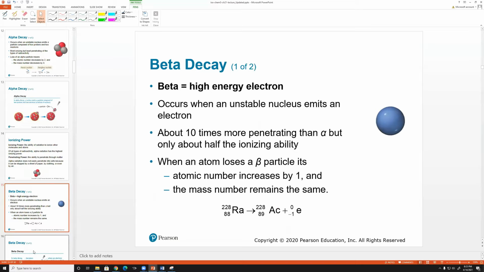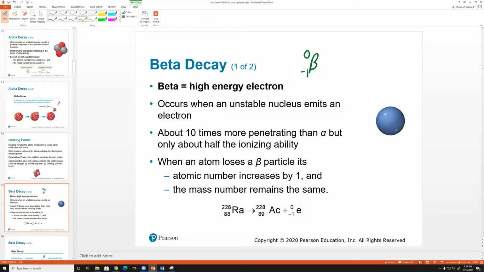Beta decay is the next one where we're going to see the equation right here. Beta decay basically means the emission of a high energy electron, right? We learned a beta particle is basically the same thing as an electron. So we use this fancy B, 0, -1, beta decay. So what happens is, it says here, it occurs when an unstable nucleus emits an electron.